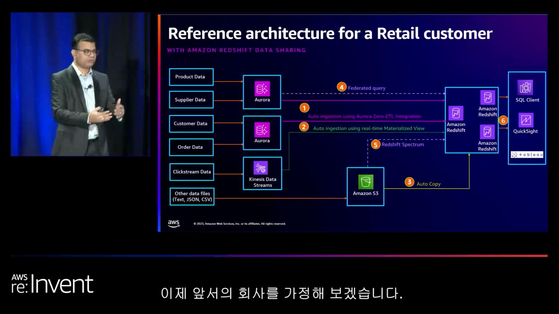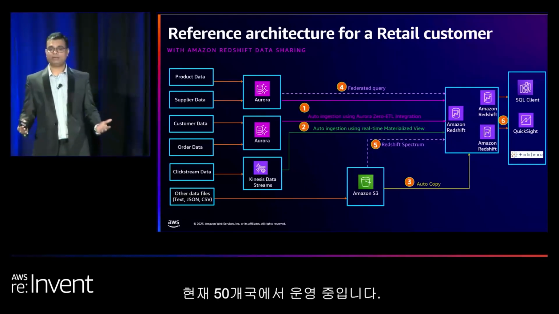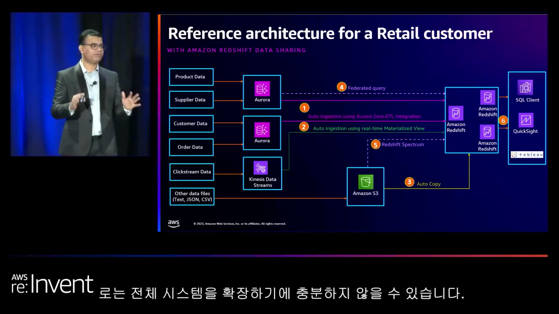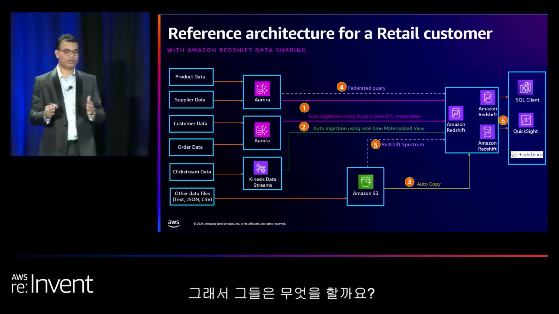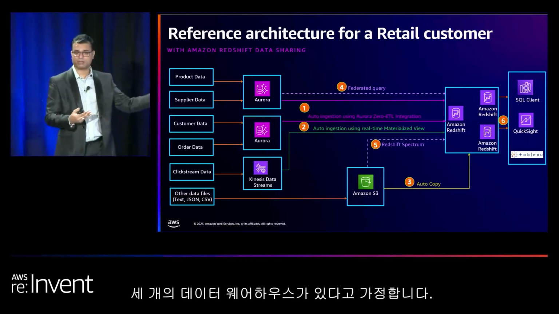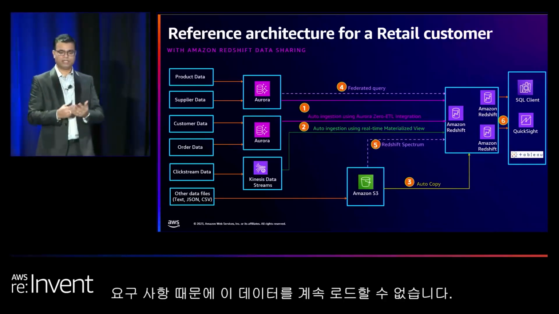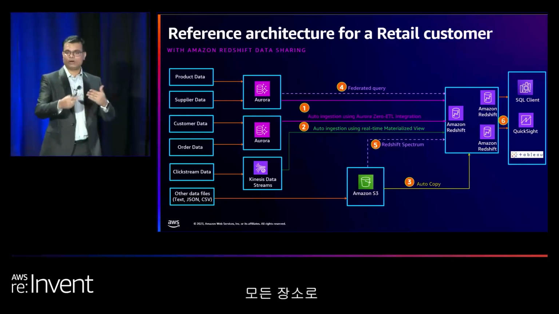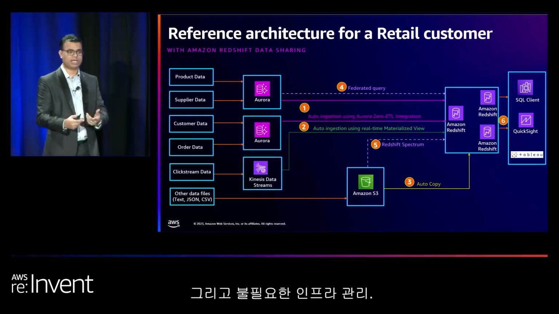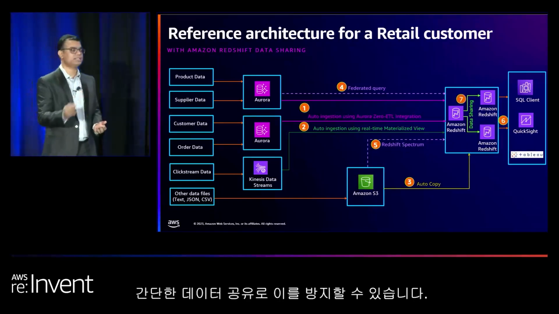Now, let's assume the company earlier was operating in 12 countries, and now they are operating in 50 countries. So maybe now a single data warehouse may not be enough to scale the whole system. What will they do? They will create multiple data warehouses. Assume they have three data warehouses. Again, to have some common reports and data sharing requirements, you cannot keep loading this data to all the places. Otherwise, it's duplicate effort, a waste of money, a waste of time, and unnecessary infrastructure management. You can avoid this with simple data sharing.